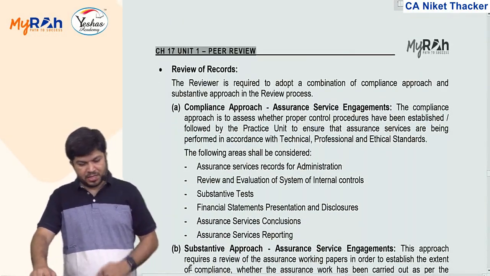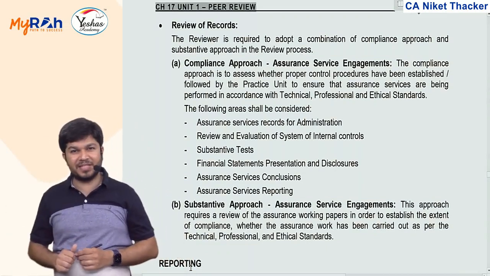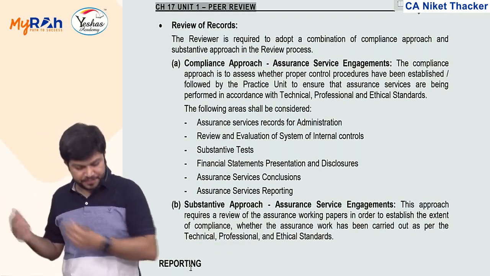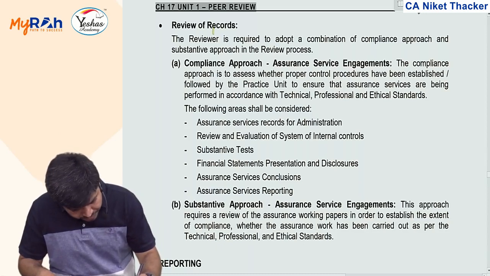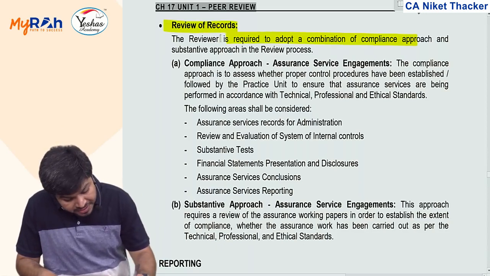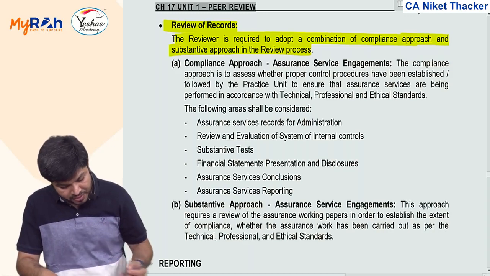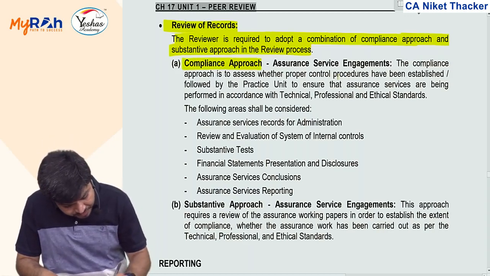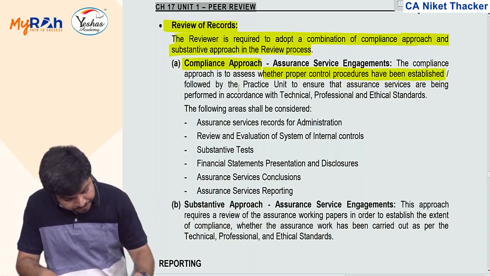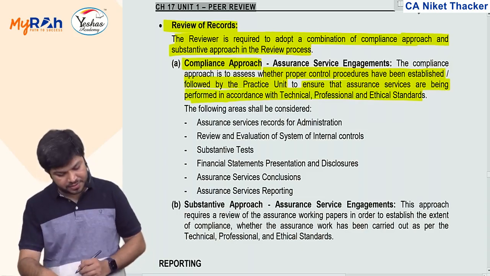Next. Now review of records. I'll review the records. It will be a compliance procedure and substantive procedure, because I have to check your systems also, policies, procedures. So the reviewer is required to adopt a combination of compliance and substantive approach. Compliance is basically to check whether proper control procedures have been established by PU to ensure the audit is as per professional technical standards.